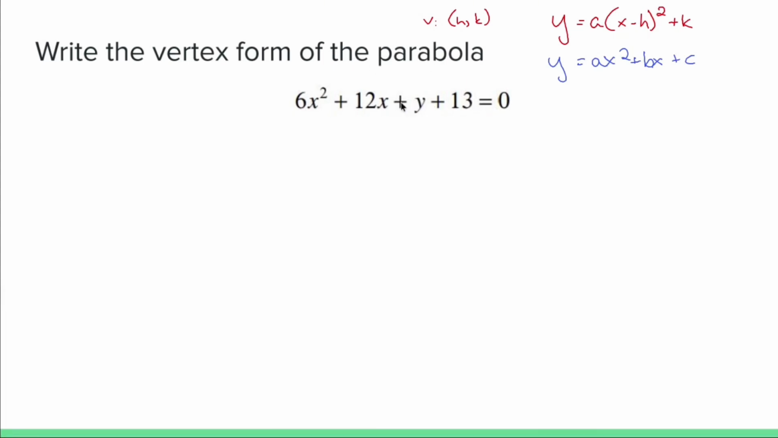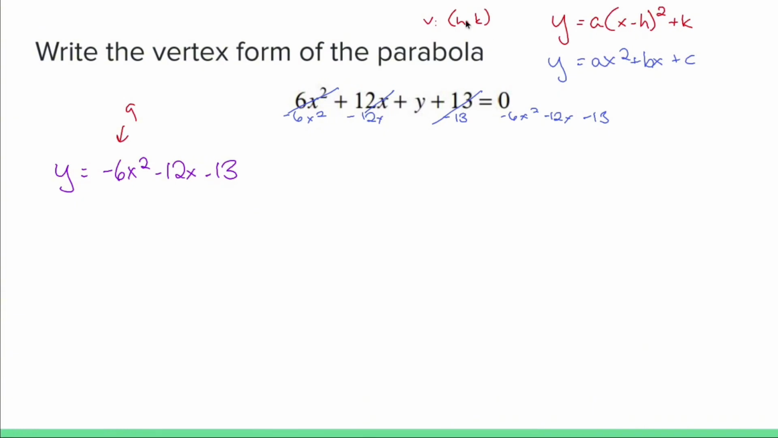So what we need to do is get y all by itself. What I'm going to want to do is subtract 6x squared from both sides, subtract 12x from both sides, subtract 13 from both sides, and we just have negatives everywhere. Negatives everywhere, but not a drop to drink. That leaves us with y equals negative 6x squared minus 12x minus 13. Now the a in here is the same a here, so that gives me one thing.